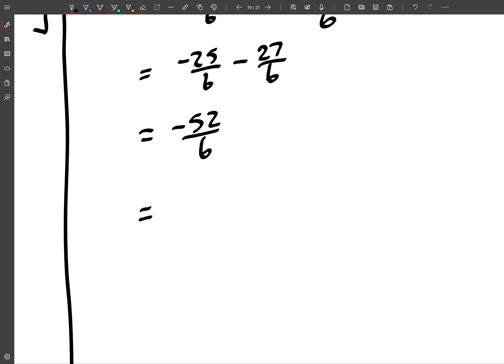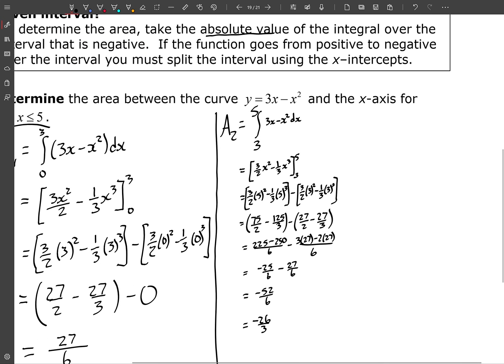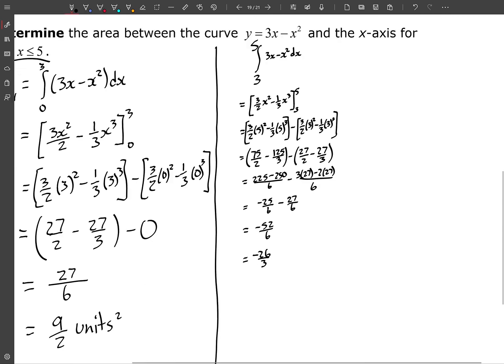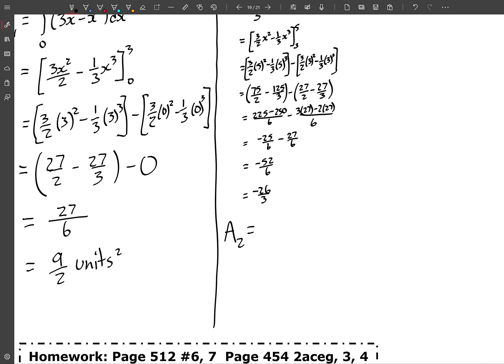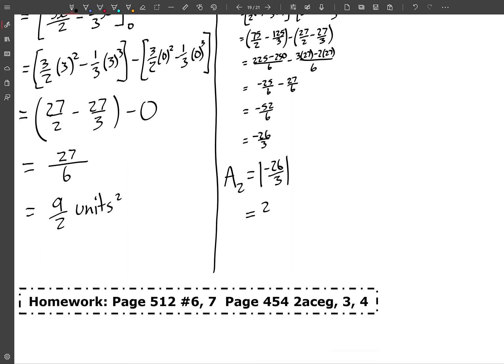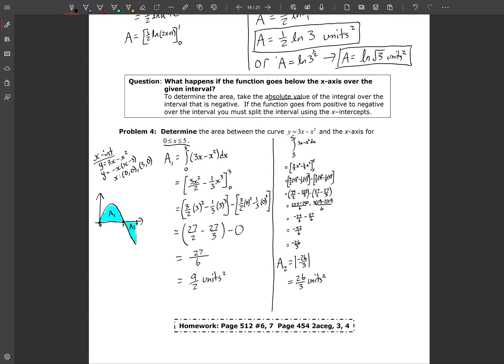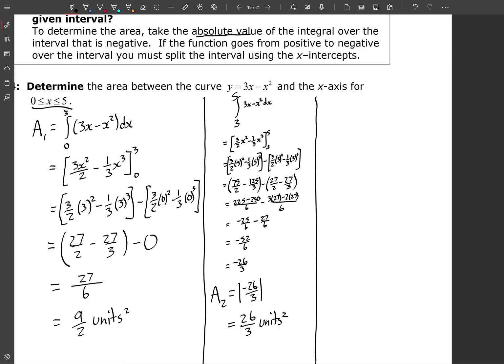So negative 52 over 6, which you can reduce to negative 26 over 3, right? And remember though, A2 is going to be the absolute value of all that. So it's the absolute value of all of these things. In fact, I don't really like the way that looks, so what I'm going to do is just erase this and just take that integral and then say A2 is the absolute value of negative 26 over 3. That's an easier way of writing it, which is, of course, positive 26 over 3 units squared. So, yes, it gives you a negative value because it's below the x-axis, but we don't care about that. We're just interested in the area, which should always be positive.